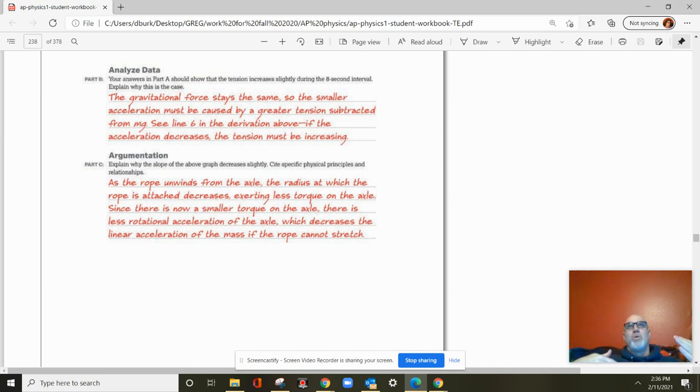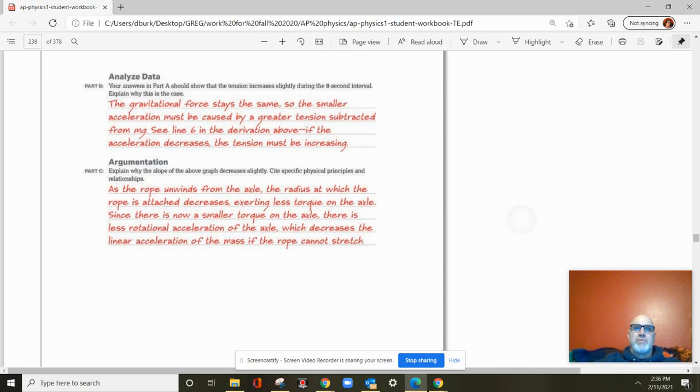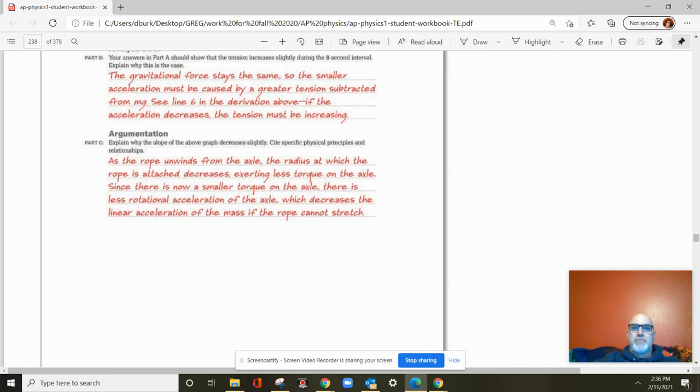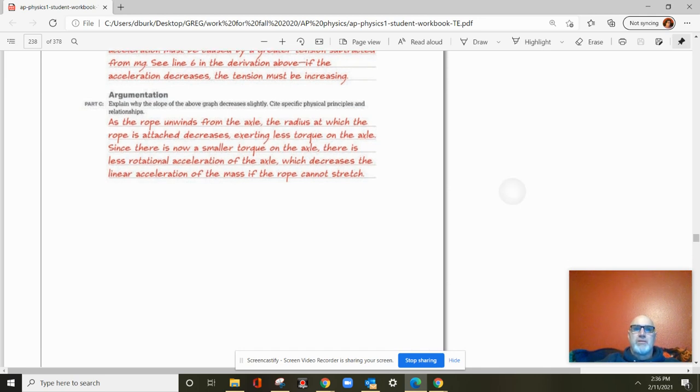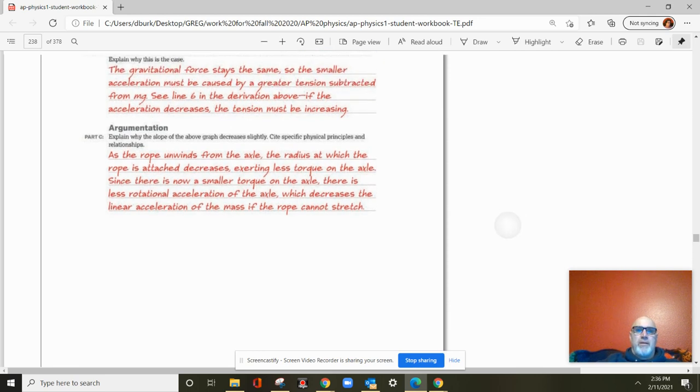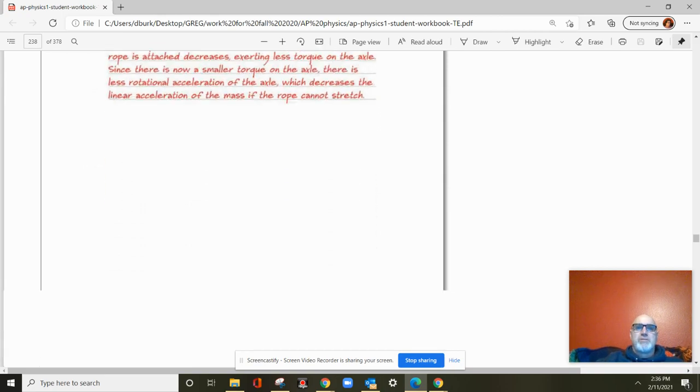So when we did Atwood machine problems, we always assumed the tension was constant, and the same on both sides of the Atwood machine. But if the pulley actually has mass and a moment of inertia, then it's not true. The tension changes as the system changes. The radius of the rope decreases, exerting less torque on the axle, smaller torque, less rotation. And that's why the acceleration decreases.